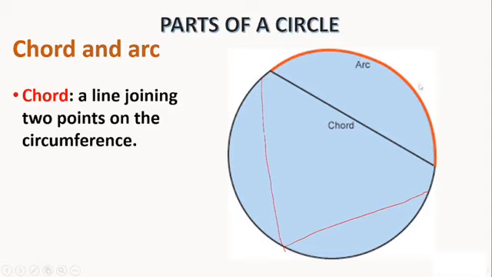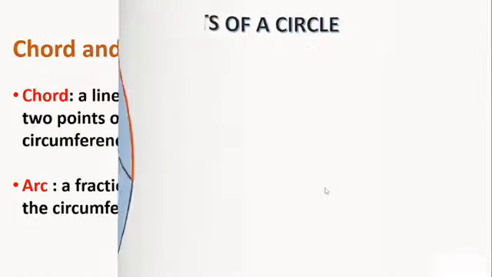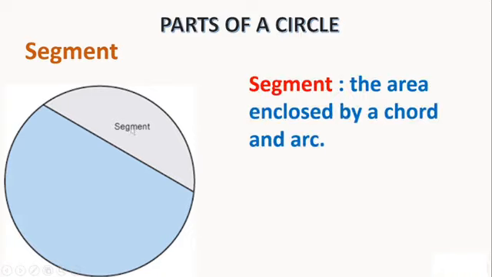Then right here, we also have an arc. An arc is just a fraction of the circumference. This is the minor arc, and this is the major arc right here. So this is what the chord and the arc are. We now move on. We look at a segment. A segment is formed when we draw the chord. Once we draw the chord, we are going to have a minor segment, which is this part. A segment is just the area enclosed by a chord and an arc.